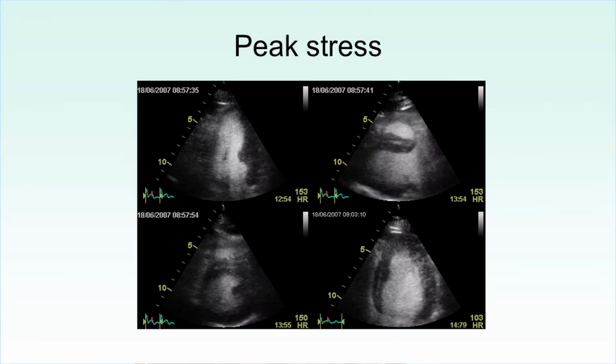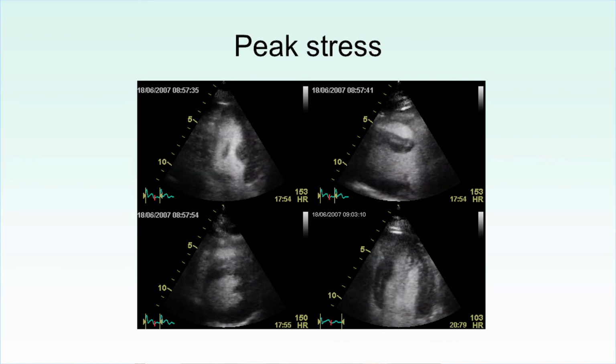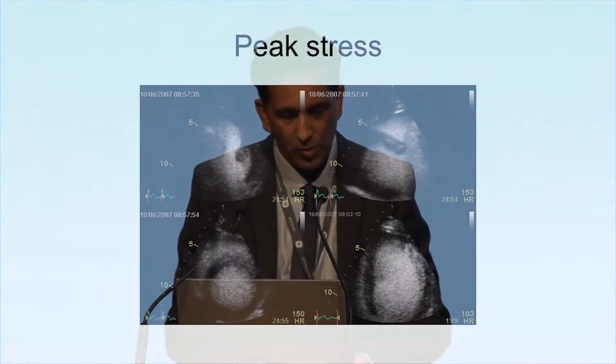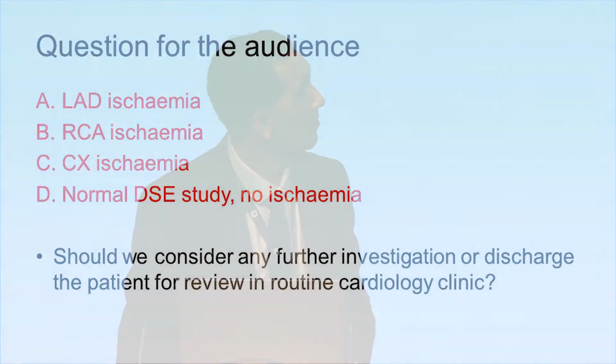So again, if you look very carefully, there might be something here in the inferior territory, just not a normal response. So the question for the audience, is this LAD ischemia? Is it RCA ischemia, circumflex ischemia, or normal DSE? Yeah, I think clearly RCA ischemia was demonstrated. But let's have a look at the angiogram.